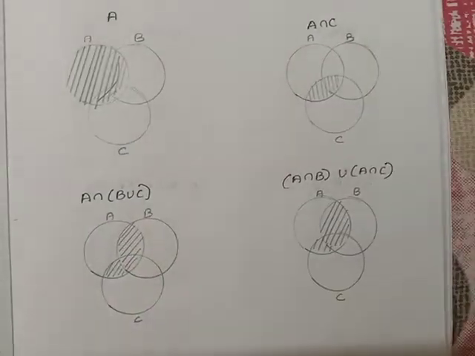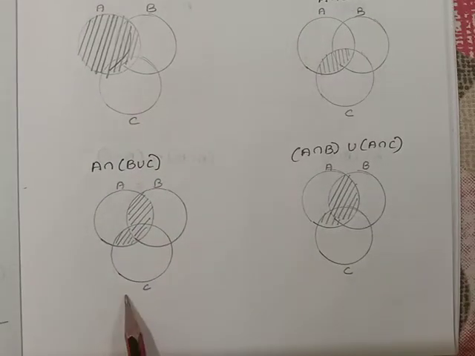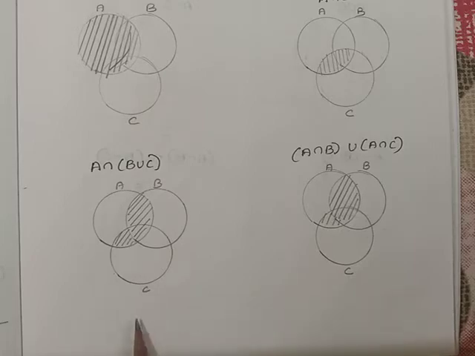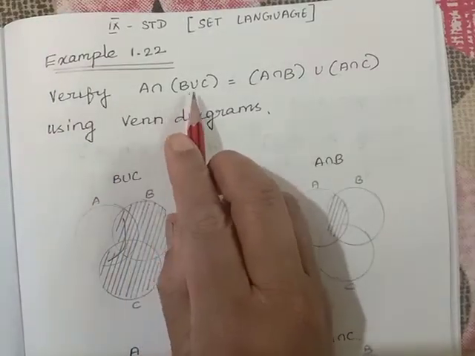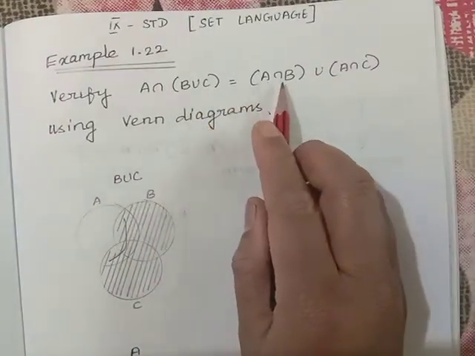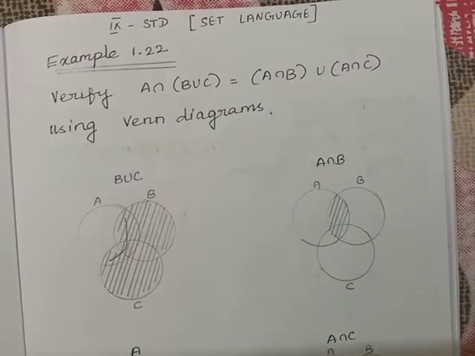Now look at the left hand side and right hand side. Both the answers are similar. Therefore, A intersection B union C is equal to A intersection B union A intersection C.